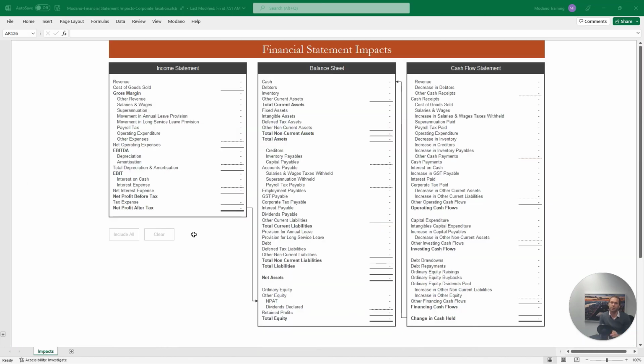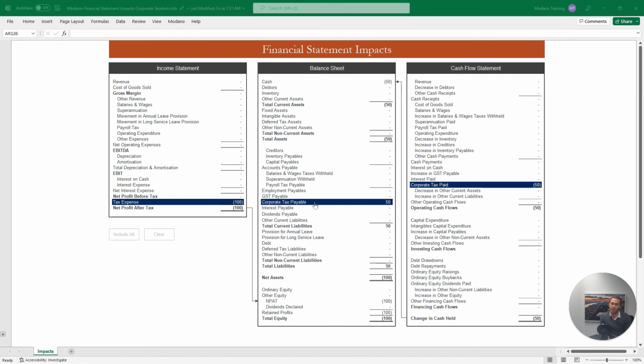So just to recap, when you're looking at the financial statement impacts of corporate taxation, we have tax expense on our income statement, corporate tax paid in the operating cash flows within our cash flow statement, and if there is a payable at the end of the period, a corporate tax payable within the current liabilities section of the balance sheet. If there are then differences between accounting world taxable profit and tax world taxable profit, we may also have deferred tax assets and deferred tax liabilities within the non-current assets and non-current liabilities sections of the balance sheet.